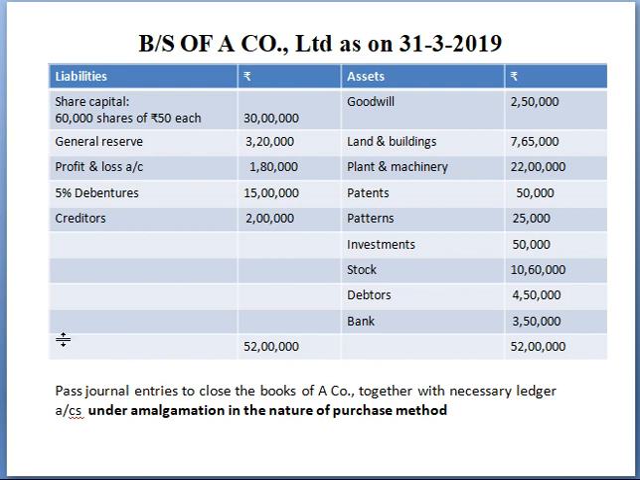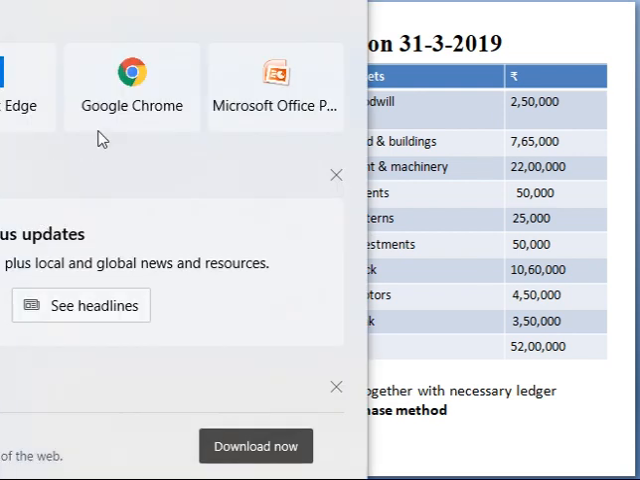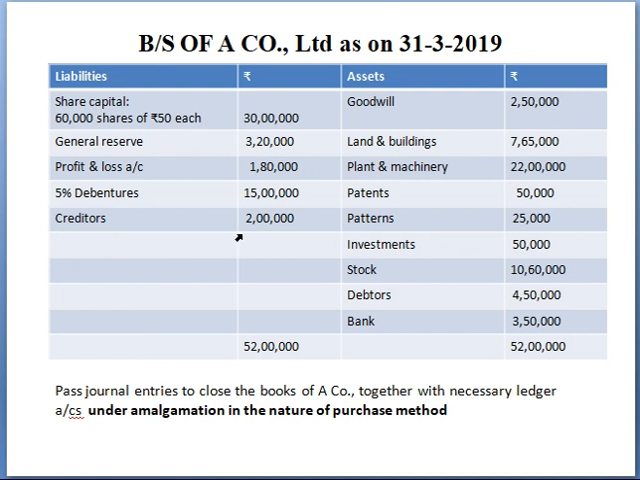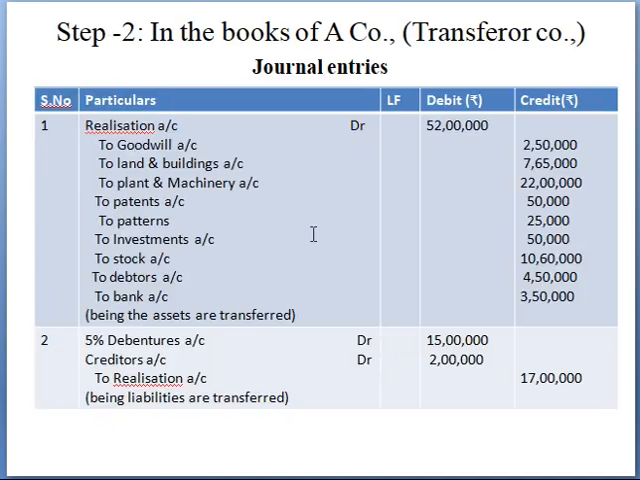So what are the outsiders' liabilities in this given question? See here, only two outsiders' liabilities: one is debentures and the other is creditors. Now write the entry. These two liabilities show your credit balance. Here we are closing the business, so enter on the opposite debit side. So your entry is 5% debentures account debit 15 lakhs, creditors account debit 2 lakhs, to realization account 17 lakhs, right?